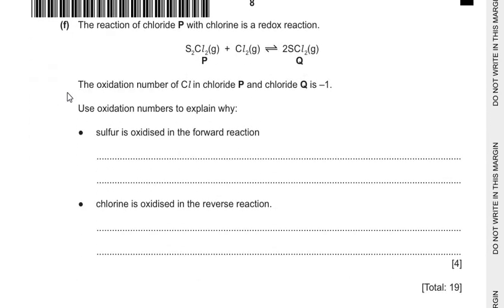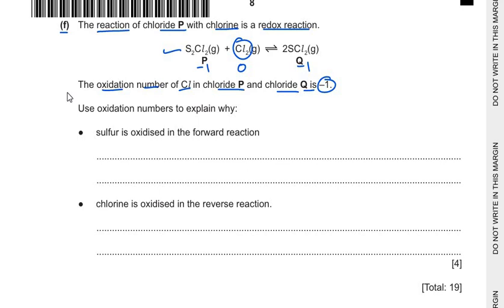Let's see what's the next part. The next part is: the reaction of chloride P with chlorine is a redox reaction. Here is the reaction given. The oxidation number of chlorine in chloride P and chloride Q is -1 in both. But we should know that elemental chlorine has the oxidation number 0. So that is the fact.